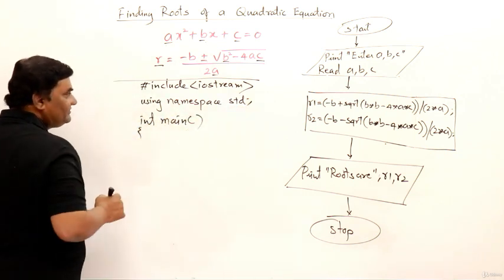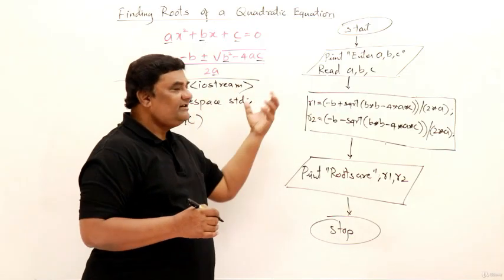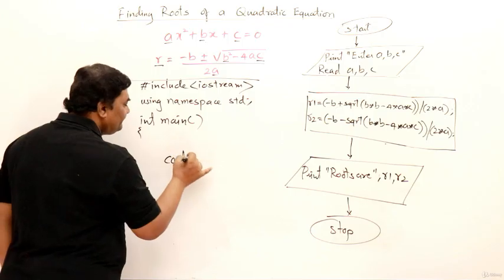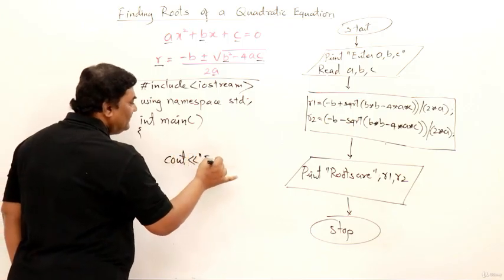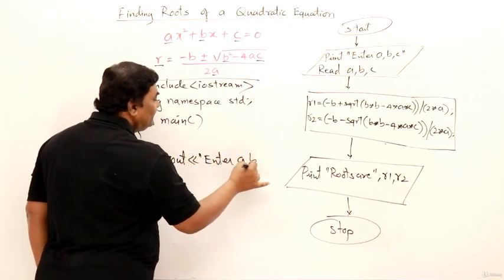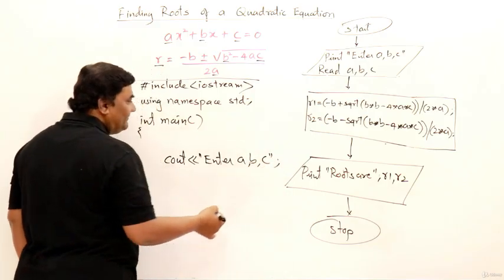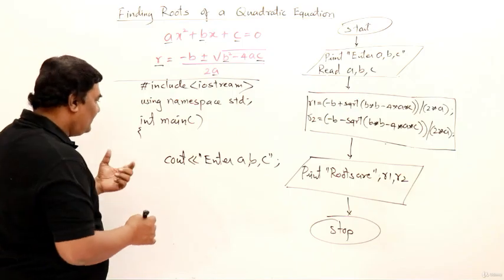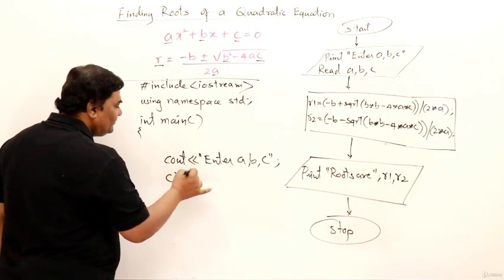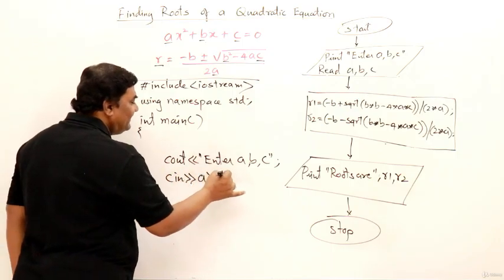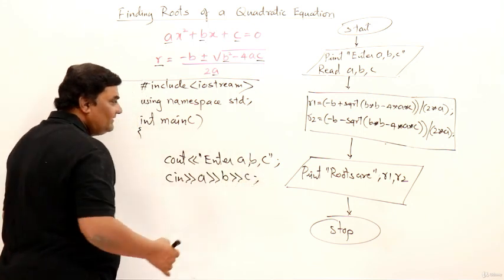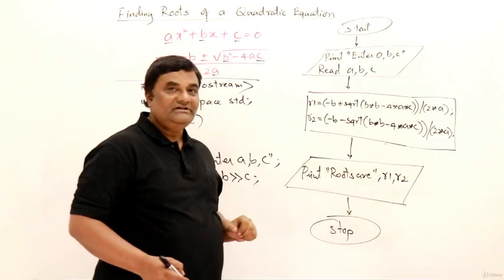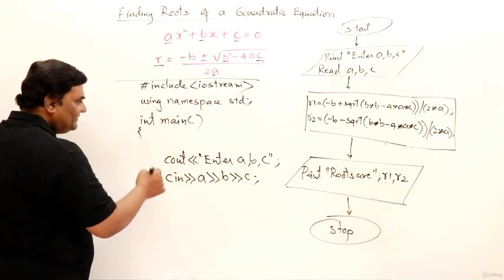Inside the main function, what is the first thing I should do? Take input, read a, b, c. So I should give a message with cout, enter a, b, c, so that the one using this program knows that a, b, c are the coefficients of a quadratic equation. Now I will be reading a, b, c. When reading them, I realize these are variables that I must declare. So what variables do I need? a, b, c, R1, R2. Declare all of them here on the top.